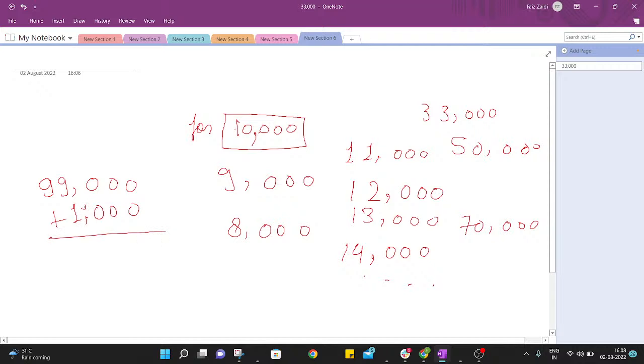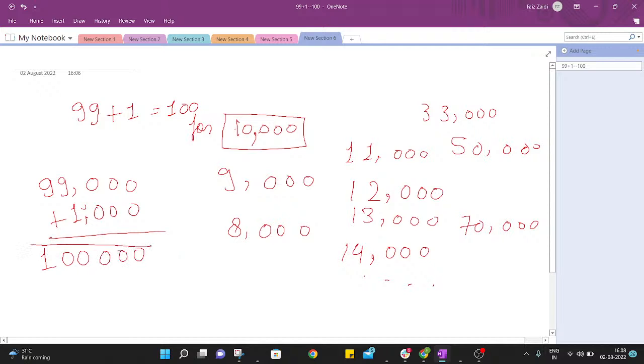99,000 add 1,000. What is it? So we all know when we add 99 and 1 we get 100. Okay, so that means it is also going to be 100,000. So 1000 will remain the same, we are going to add 100, so it will become 100,000.